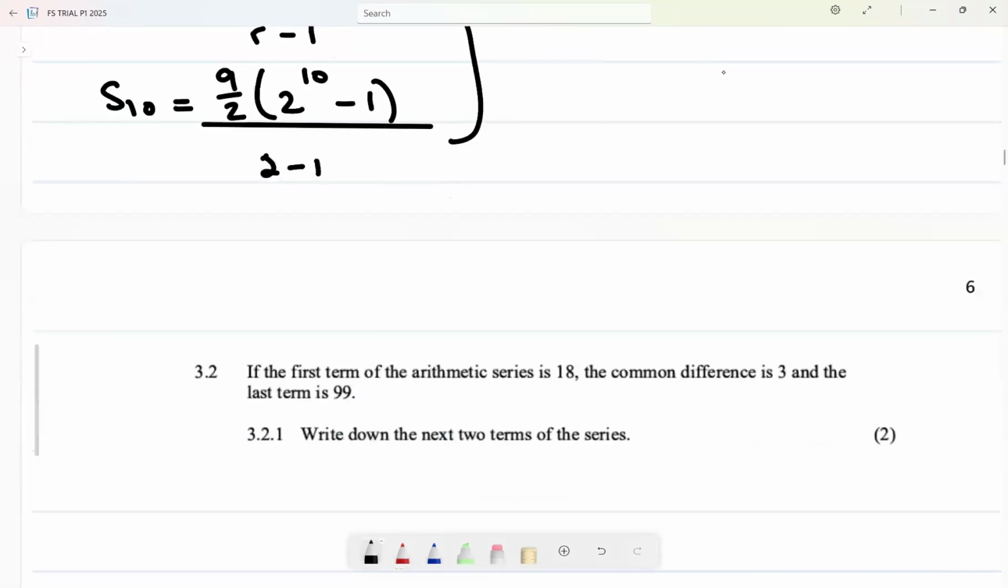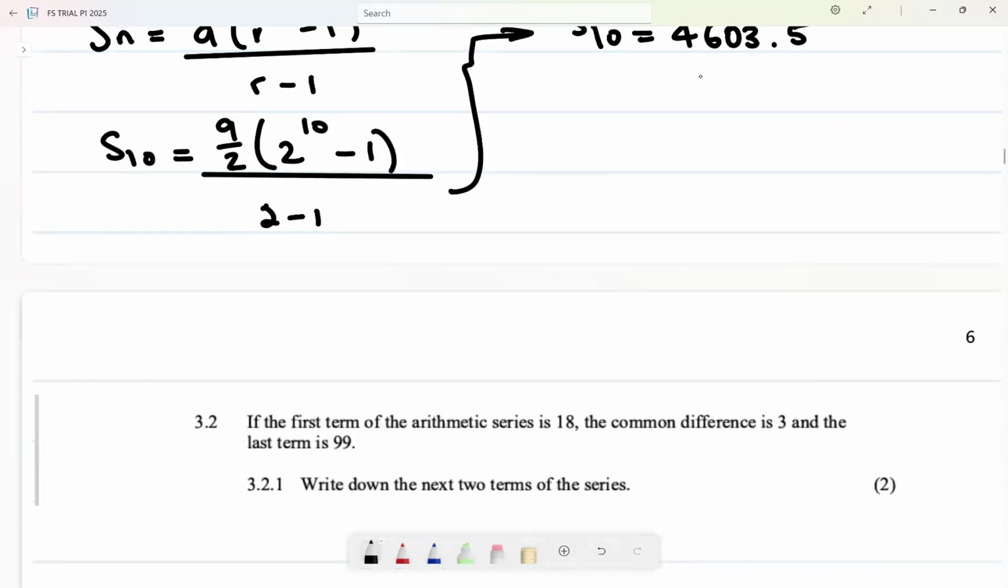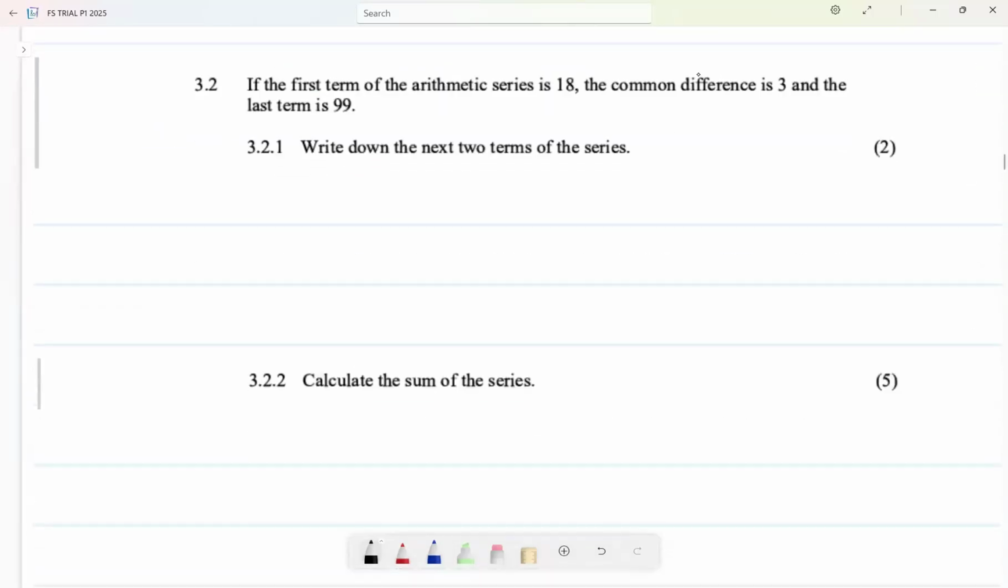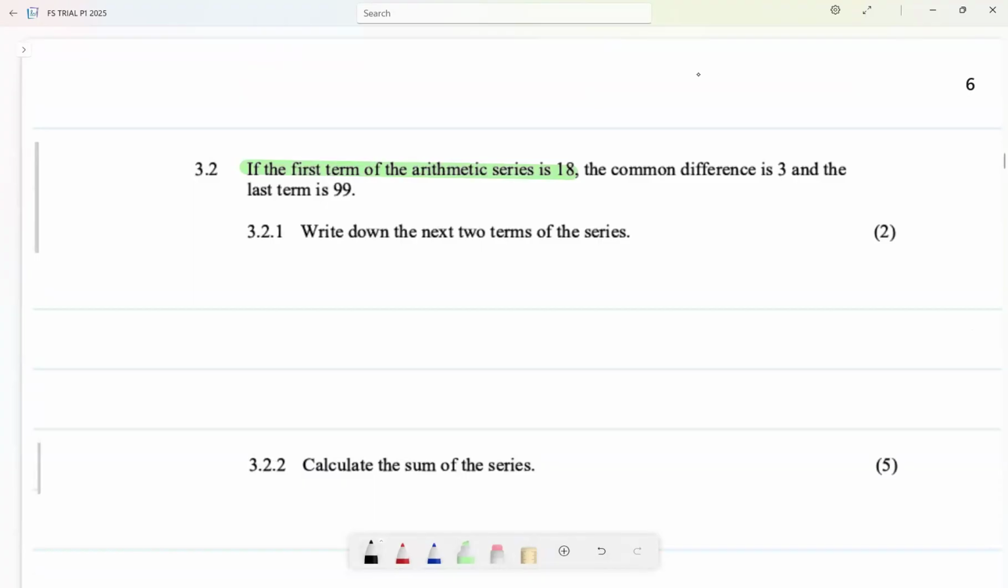So yeah, that's that. Let's move on to 3.2. 3.2 says if the first term of the arithmetic series is 18, okay? So the first term is 18. The common difference is 3.